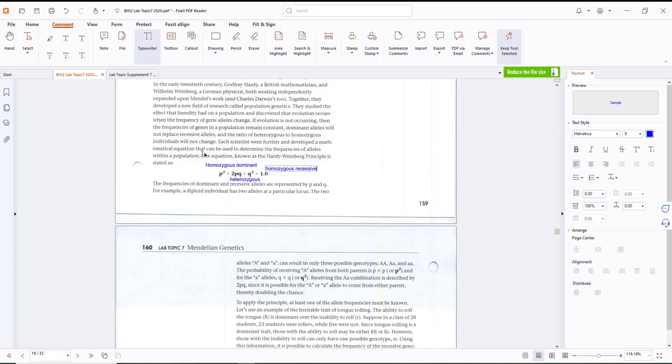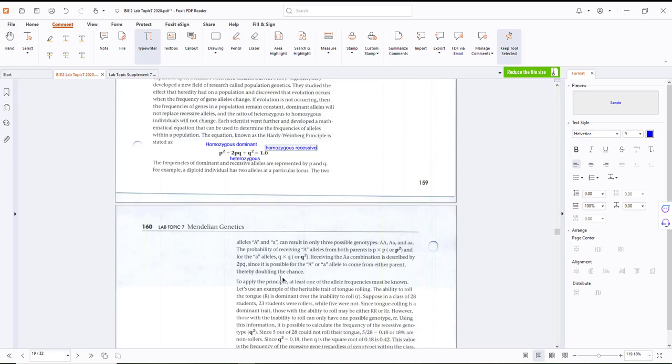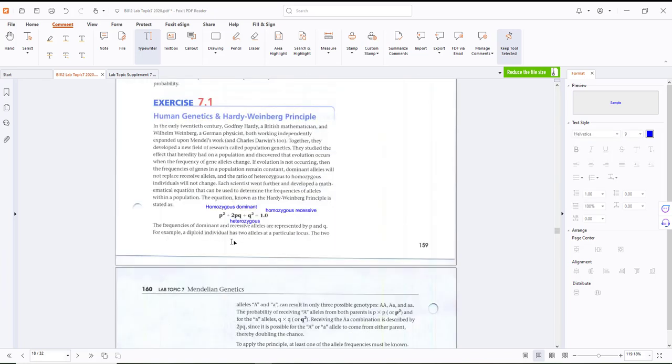So if we have part of this equation, we can figure out the rest. All right. So basically, p squared represents the percentage of the population that are homozygous dominant for a particular trait. 2pq represents the percentage of the population that are heterozygous for a particular trait. And q squared represents the percentage of the population that are homozygous recessive.